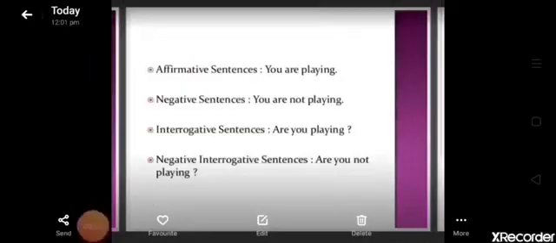Present continuous tense can be written as, in affirmative sentences: you are playing. In negative sentences: you are not playing. In interrogative sentences: are you playing? In negative interrogative sentences: are you not playing? So these are the different types of sentences we use in present continuous tense.